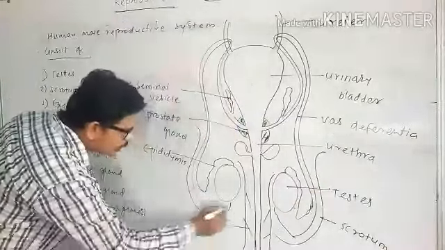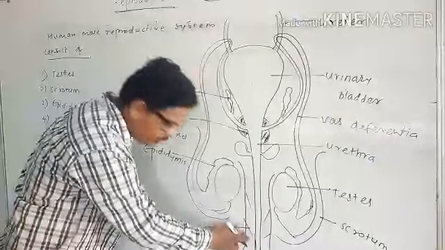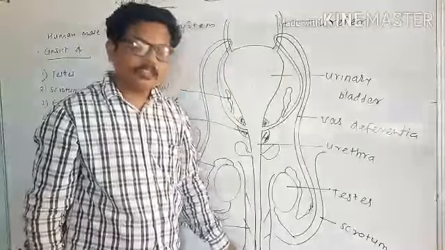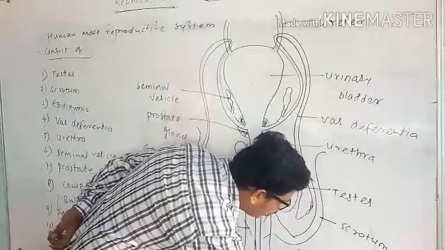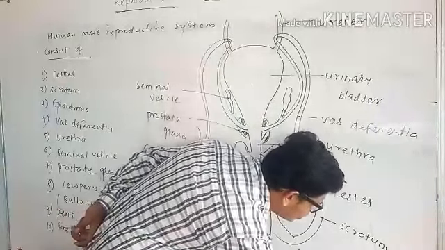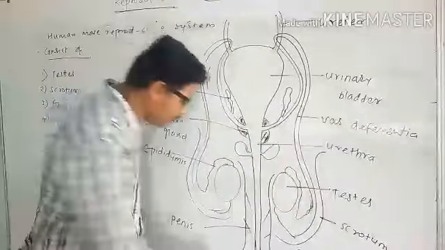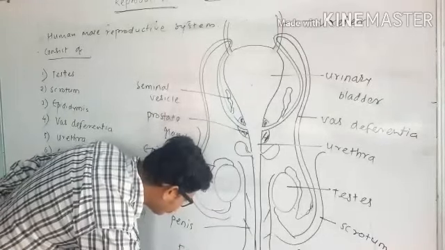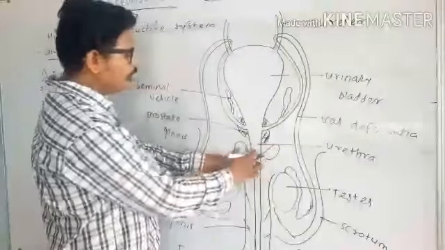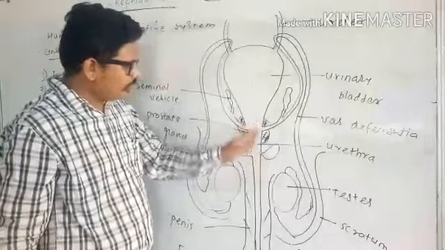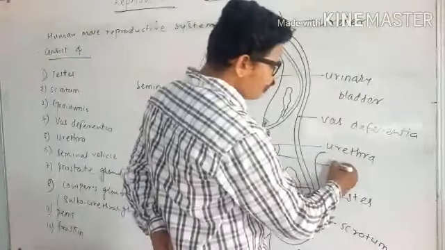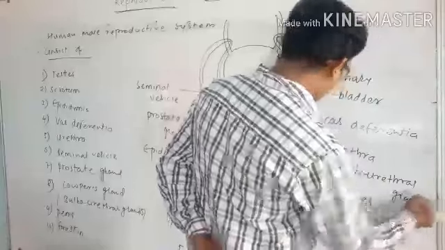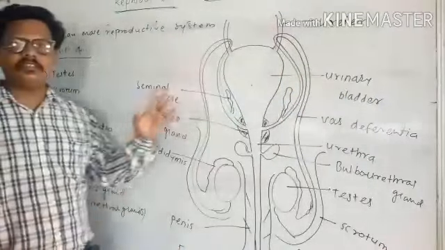Then this part of the urethra which is covered by erectile tissue is called the penis. The enlarged tip of the penis is called the glans penis, which is covered by highly retractable or foldable skin called the foreskin or prepuce. These are a pair of glands present on either side of the urethra. These glands are called Cowper's glands or bulbourethral glands. Okay, students, so you have to draw this diagram and write this down.